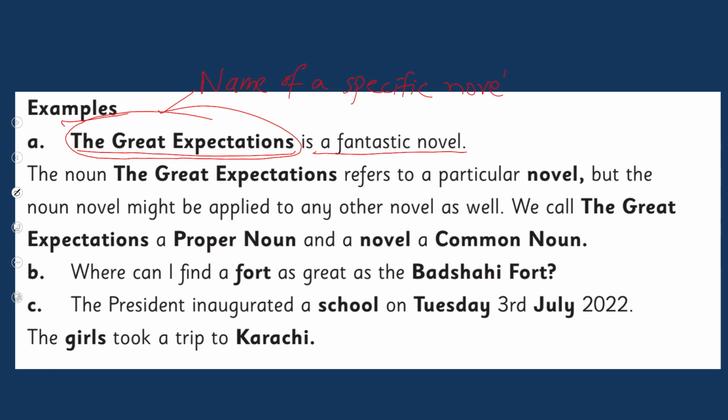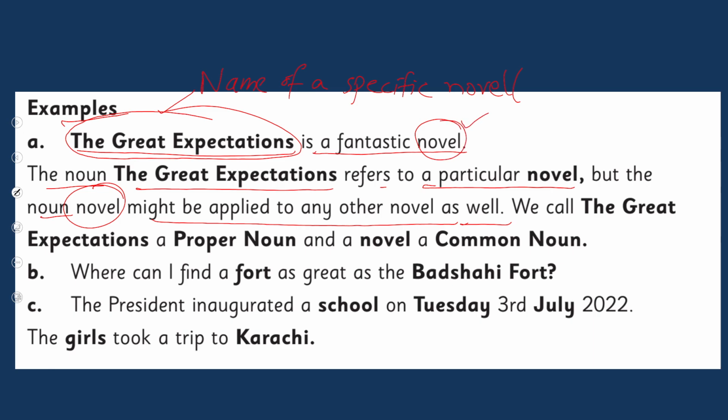So, or a literature work. This is an example of a proper noun. The noun, the Great Expectations, refers to a particular novel, but the noun novel might be applied to any other novel as well. So this novel, the name of a kind of book, is common. So we call it a novel. The Great Expectations is a proper noun, whereas novel is a common noun. We call the Great Expectations a proper noun and a novel a common noun.